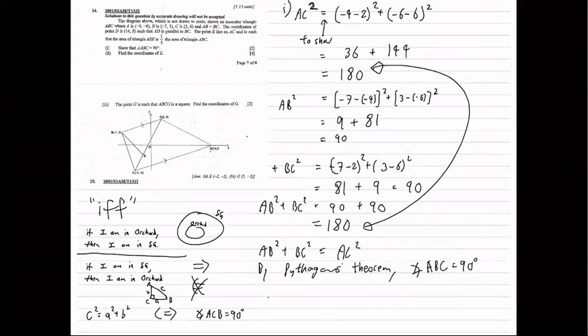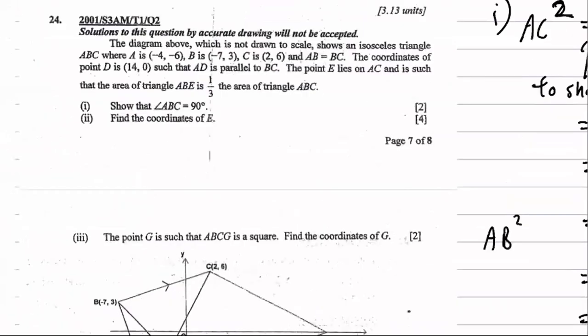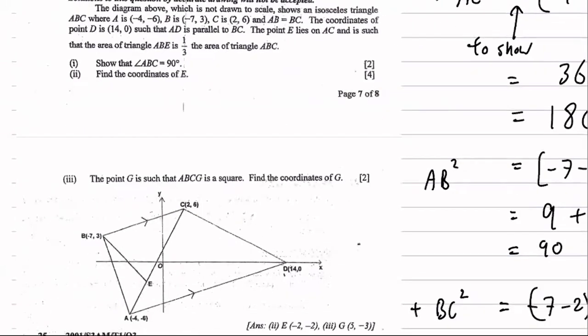Okay, part 2. Moving on. If you want to try, you can try the m1 times m2. Find the coordinates of E. How? Where's E? Point E lies on AC over here, such that the area of triangle ABE is 1/3 the area of triangle ABC.